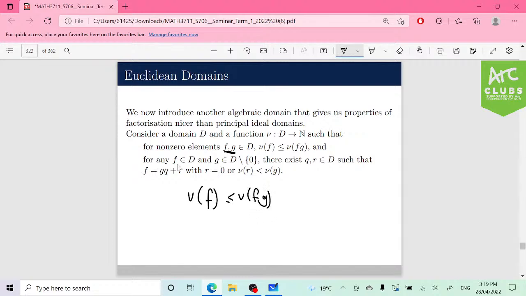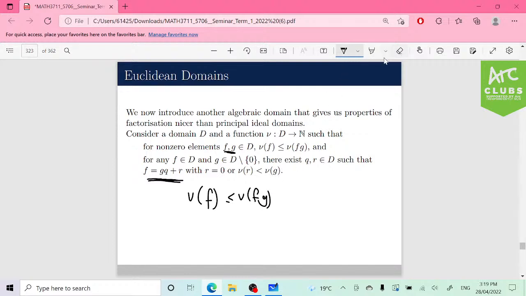And the second thing is, if you take f and you take a non-zero element g inside your domain, then what we can do is we can write it in a way that sort of resembles the Euclidean algorithm. So we can always write f as a product of g plus a remainder. And the remainder is never any larger in size than g. So that's a way that you might like to think about it.